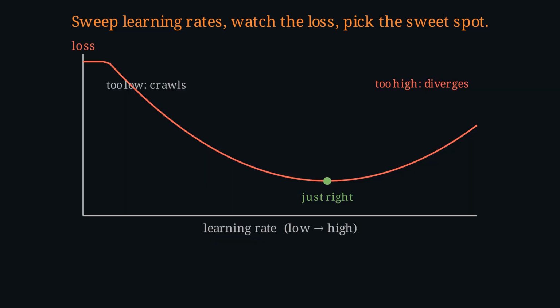A common recipe: train most of the way at that good rate, then decay it. Drop it by 10 times near the end, to settle into a good minimum.